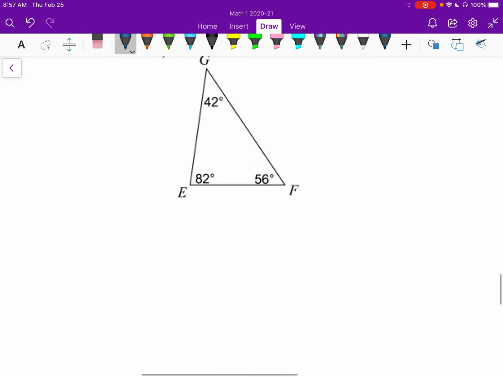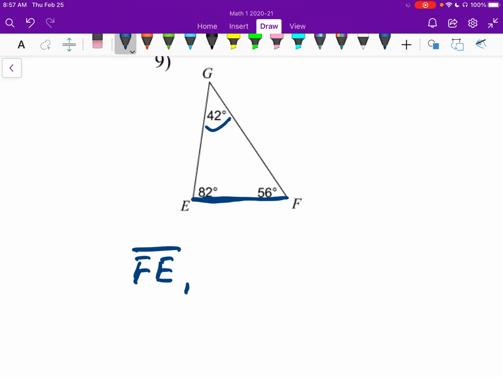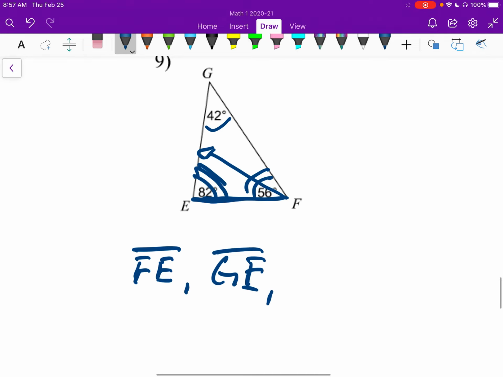Number 9, our smallest one is 42, so that's going to go with FE. Is that right? Is it FE? Maybe not. So we have the 42 degree with that one. Next up, we have the 56 degree angle, which goes with GE. And lastly, we have the 82 degree angle, which goes with GF.